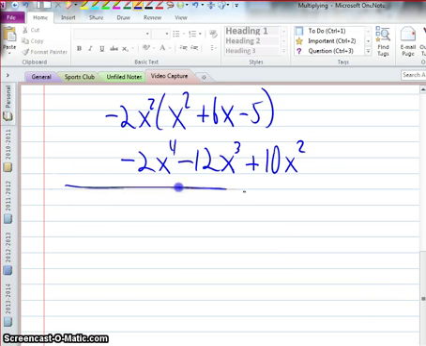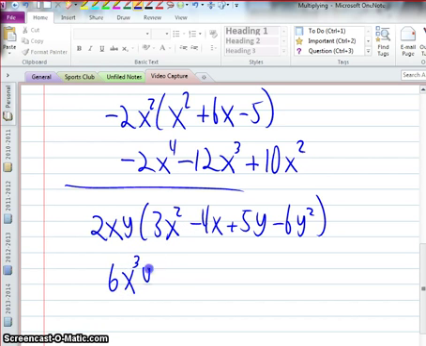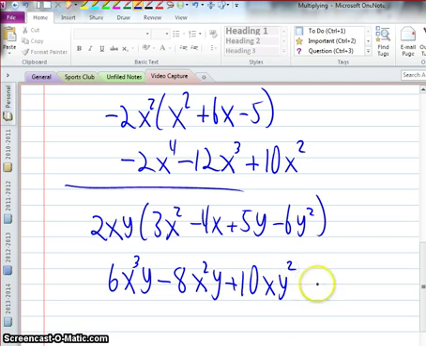Sometimes you will see multiple variables, so you could have, say, 2xy times 3x squared minus 4x plus 5y minus 6y squared, for example. Same deal. Coefficient times coefficient, then we'll worry about the exponent. So 2 times 3 is 6, and then xy times x squared would be x cubed, and the y comes along for the ride. Negative 8x squared y plus 10x, now we got y squared, and then minus 12xy, say it with me, cubed.